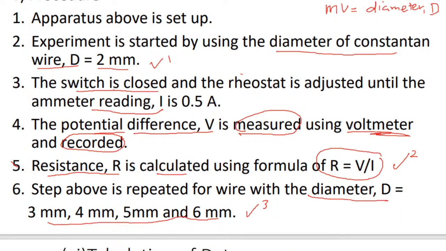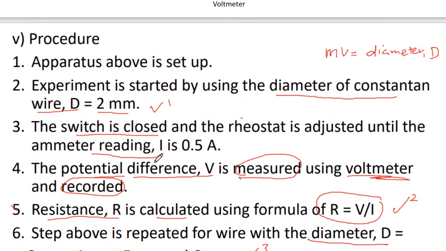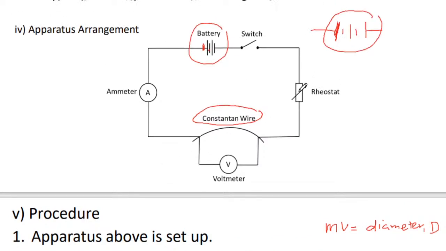Active voice no problem. Okay, active can, passive also no problem. Okay, mark will be given. Rheostat must, yes, wait, rheostat must. If you don't write rheostat, can also. Let's say you don't have rheostat here, also can. Okay, but it's better to have rheostat because we want to reduce the current. We want to make sure that the current is small.